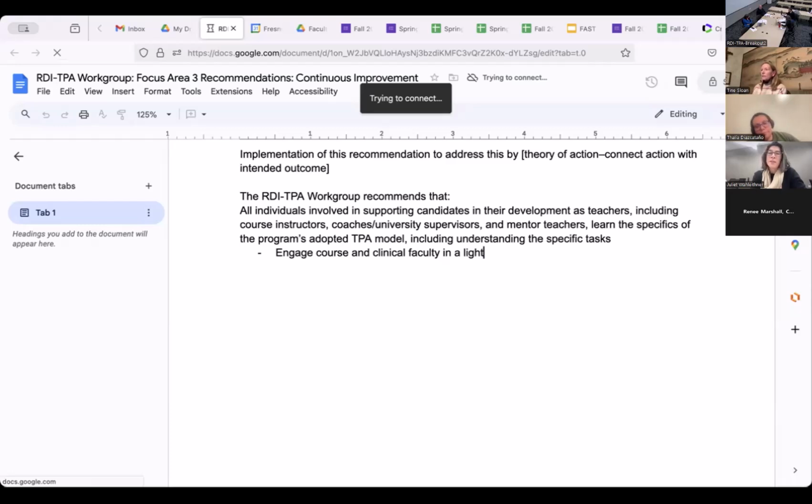So maybe it's engaging course and clinical faculty in using the student work, using their candidates' work or using the rubrics to score, or to analyze. To score. Wouldn't that get back to the same point that Tina was saying earlier? I might look at it and say this is a 5, and Tina might look and say differently. That's the conversation. It's the conversation that's important.